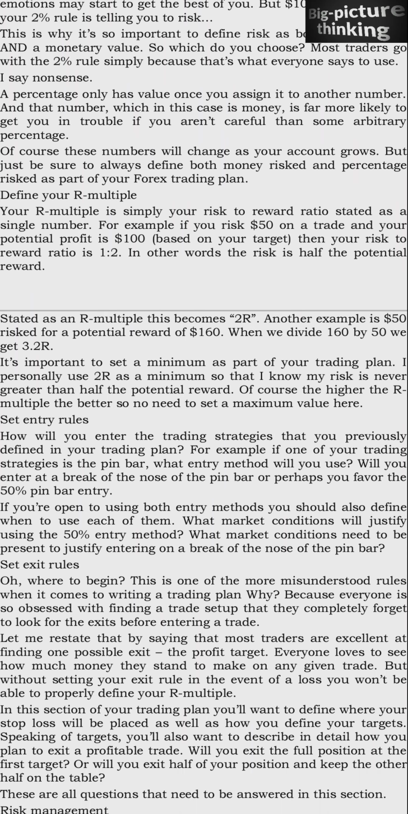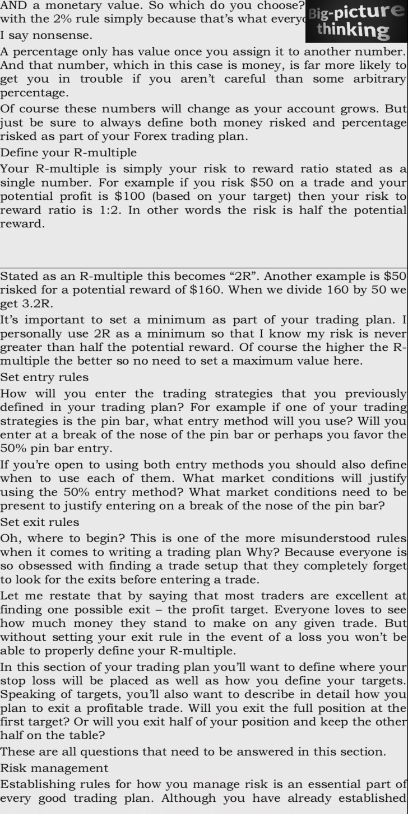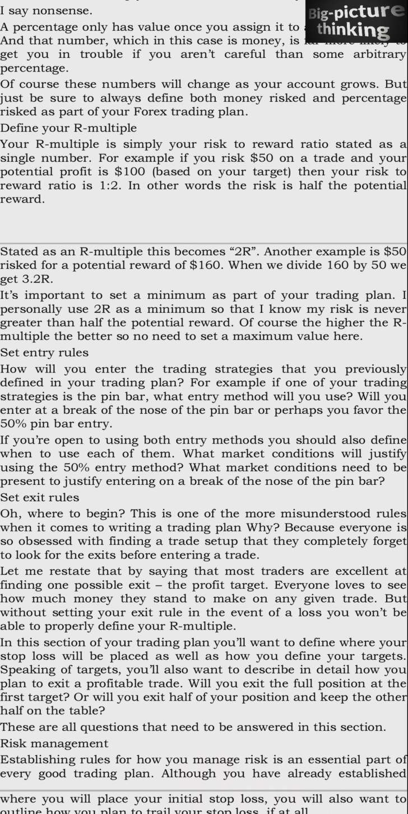Another example is $50 risk for a potential reward of $160. When we divide 160 by 50 we get 3.2R. It's important to set a minimum as part of your trading plan. I personally use 2R as a minimum so that I know my risk is never greater than half the potential reward.